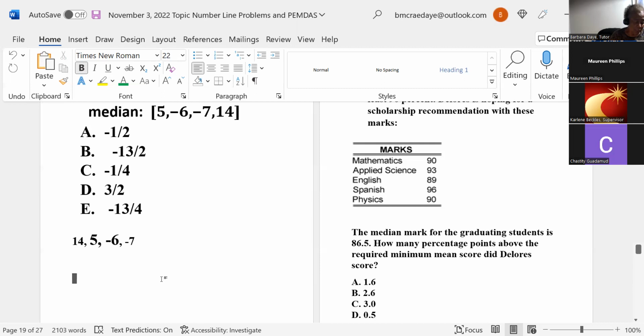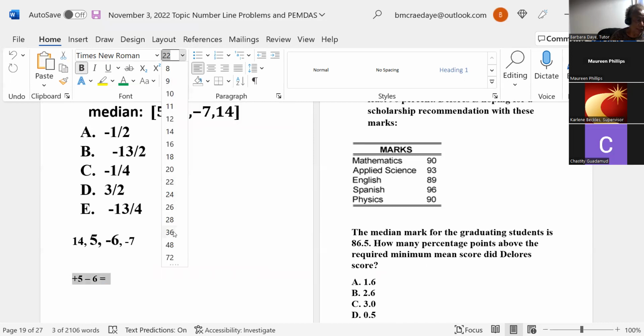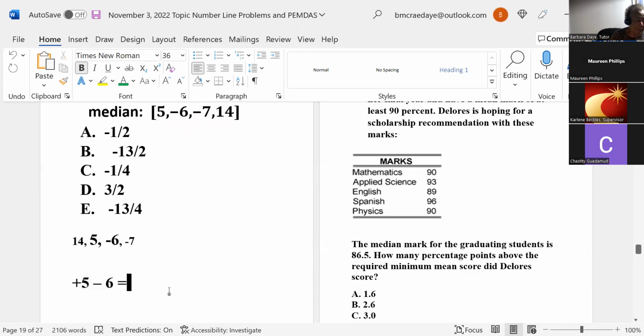What do you get, Chastity, when you add a plus 5 and a minus 6? What does that give you? This is when I get confused. Remember, Chastity, if you have a plus and a minus, you subtract. Remember that rule? You subtract. So, can you write down the rule, please? Whenever you have a chance, please. Okay. Thank you.